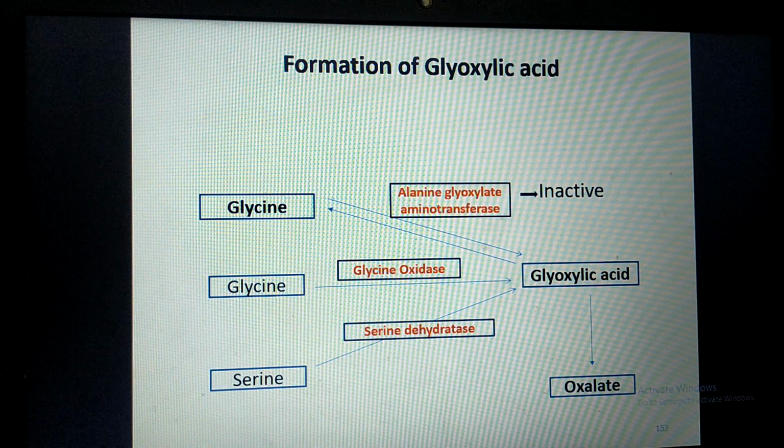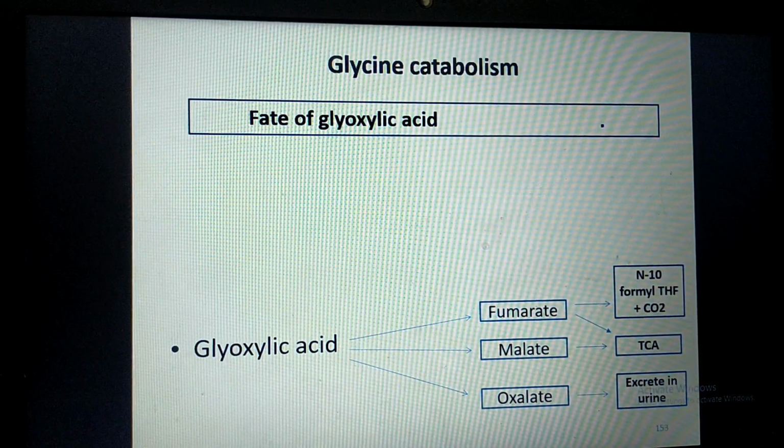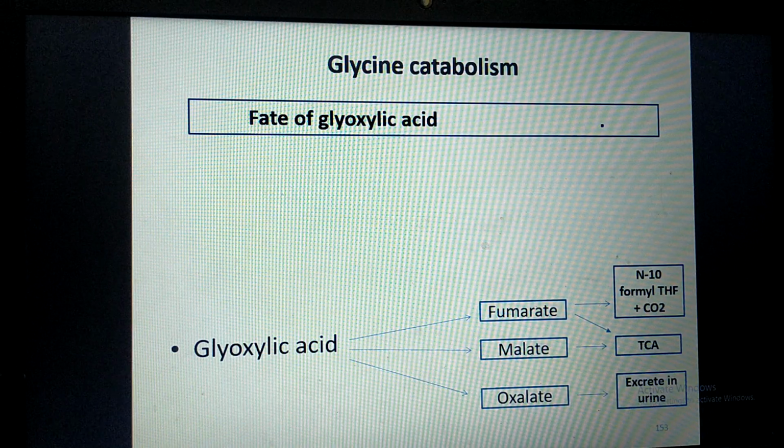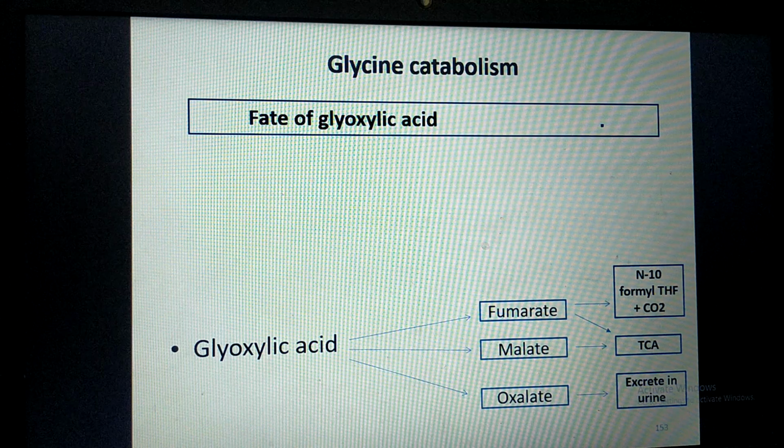Now this glyoxylic acid is later on converted into oxalate. Basically, before being converted into oxalate, this glyoxylic acid is also converted into fumarate and malate. Malate enters into the TCA cycle. Fumarate is converted into N10-formyl tetrahydrofolate and carbon dioxide, and oxalate is excreted in the urine. So this is about the glyoxylic acid which is formed from the breakdown of glycine.